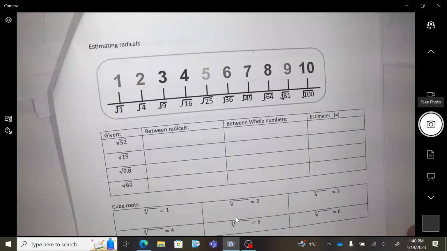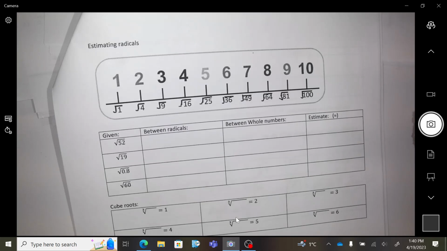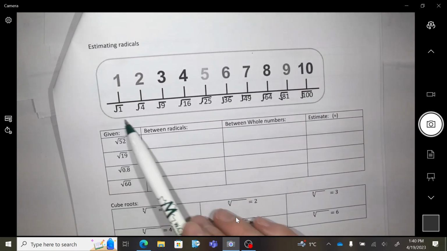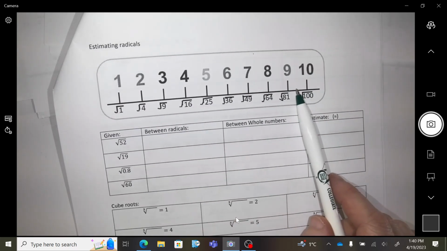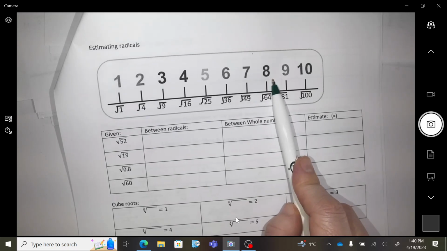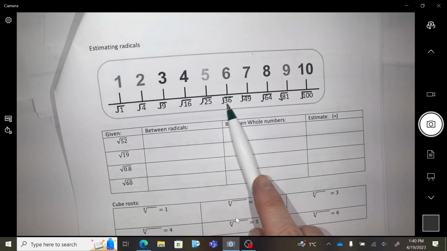Okay, estimate the square root of 52 without your calculator. When you're doing these questions, you have to have this concept in your brain already. Do you have these numbers memorized?